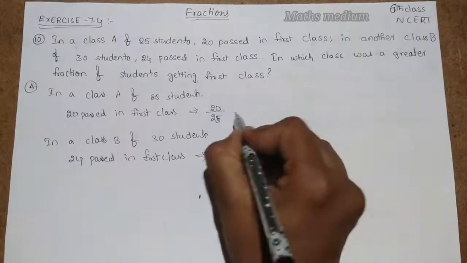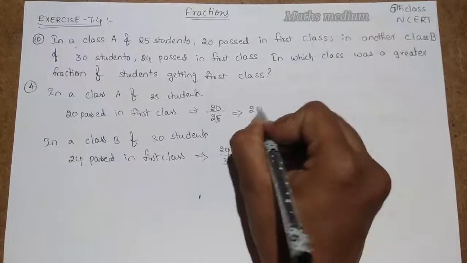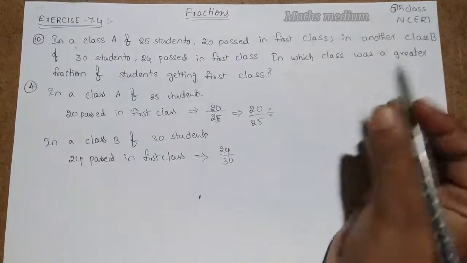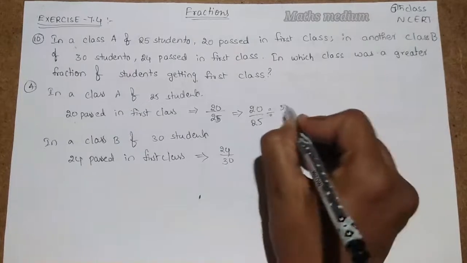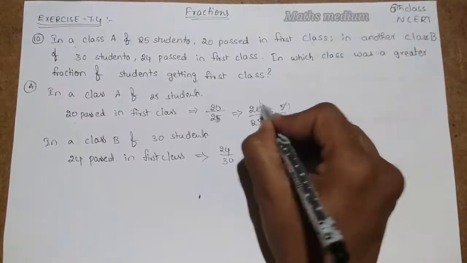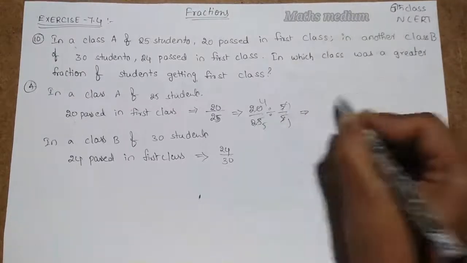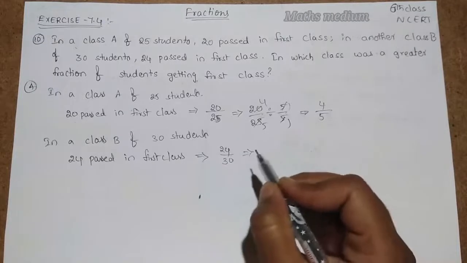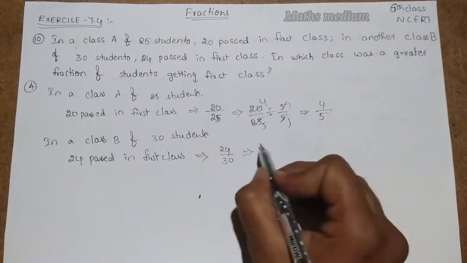So let's move into the simplest form of this 20 by 25. Both numerator and denominator are divided by a common factor, that is 5. So we will get 5 ones are 5, 5 fours are 20, 5 ones are 5, 5 fives are 25. So 4 by 5. Next, coming to this one also.